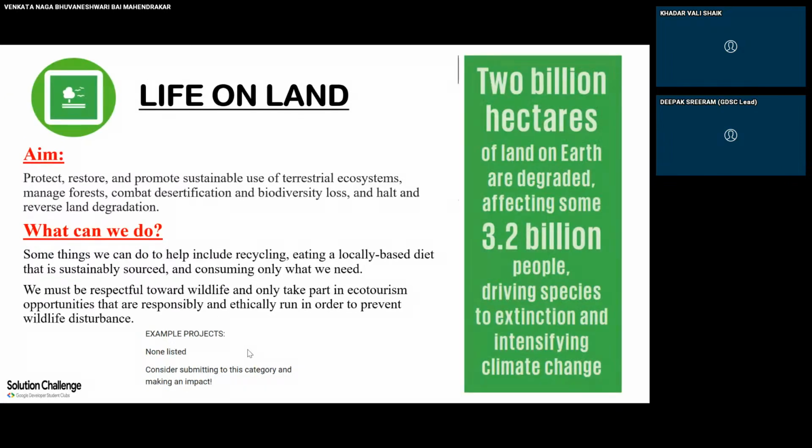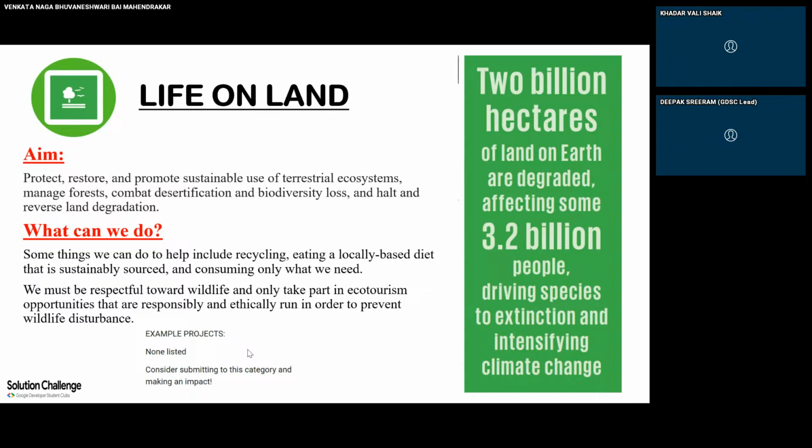So this is the next sustainable goal, named life on land, where we protect, restore and promote sustainable use of terrestrial ecosystems. We all know what terrestrial ecosystems are, and we should not cut trees. We should manage the forest, and we should not cut trees for our sake to build an industry or some building, etc. We need not cut any type of tree. So we need to conserve all life on land. Whatever trees and animals we have, we need to conserve them.